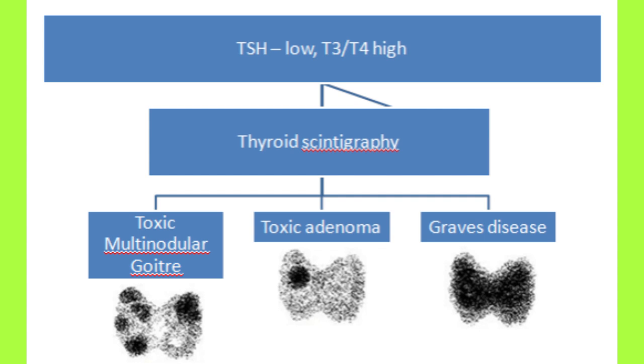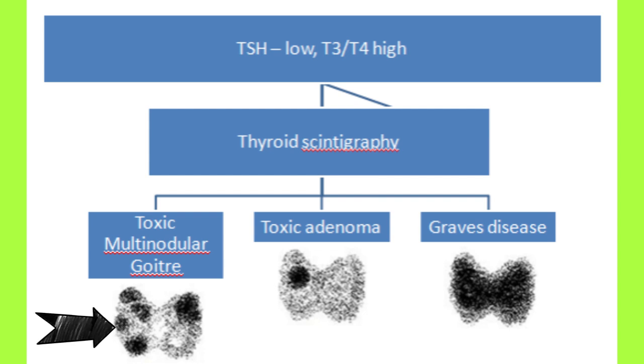Now let us look at the protocol of investigations that we have to do. The first step will always be to check the amount of thyroid hormones. So if TSH is low or T3 T4 is high, then the next step would be to do a thyroid scintigraphy or a radio iodine uptake scan. And based on what kind of a scan we have obtained, we can classify the diagnosis. So if we see in the first image, there are multiple areas of increased uptake of iodine, which is like these black areas which you can see. So there are multiple areas of increased uptake, and this indicates that the patient has a toxic multinodular goiter.